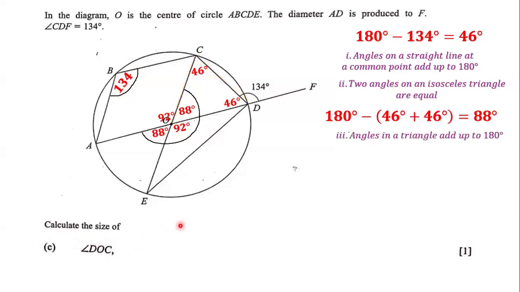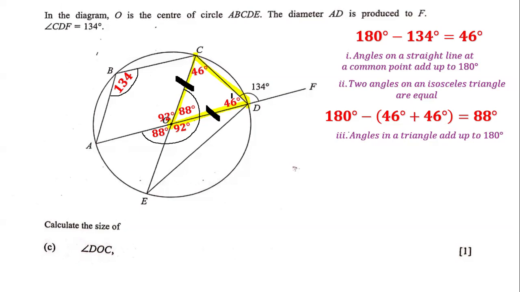They want us to figure out the size of angle DOC. So let's figure that out. This is D, this is O, and this is C. The way we figured that out is we said that this side is equal to this side because both of them are the radius of the circle. And so if this is 46, this must also be 46.